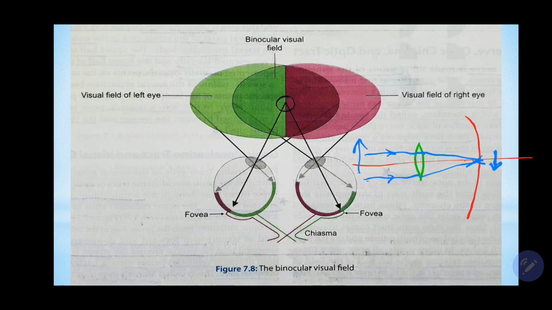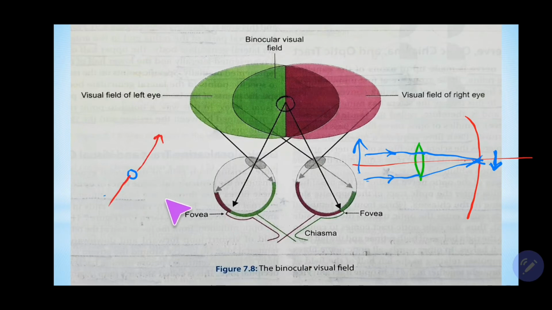One thing. Also, it's a mirror image, meaning not only upside down but also left to right. What you see on the right side of the visual field will be represented on the left hemiretina, and what you see on the left side of the visual field will be transmitted to the right hemiretina. So not only upside down but also left to right. I don't know how to express it for you.